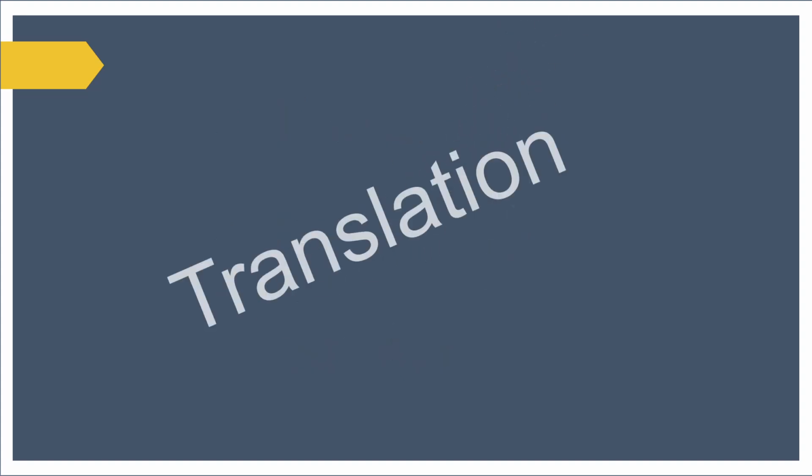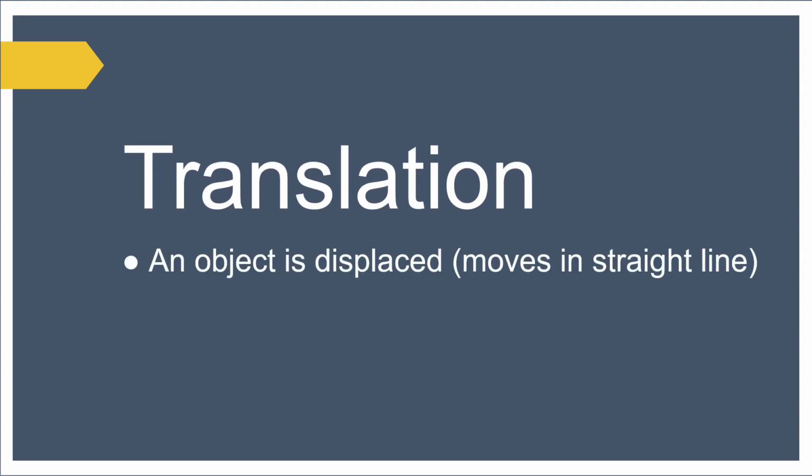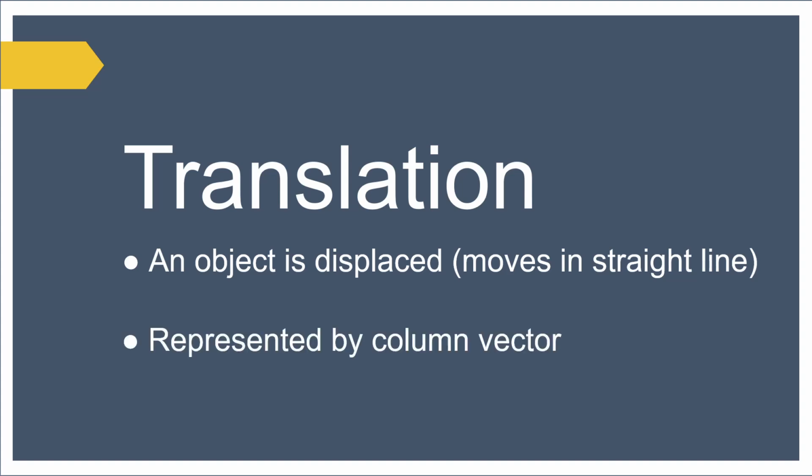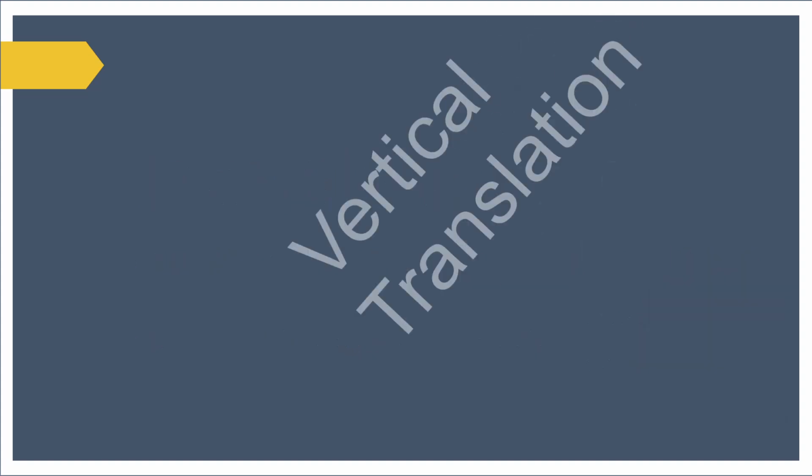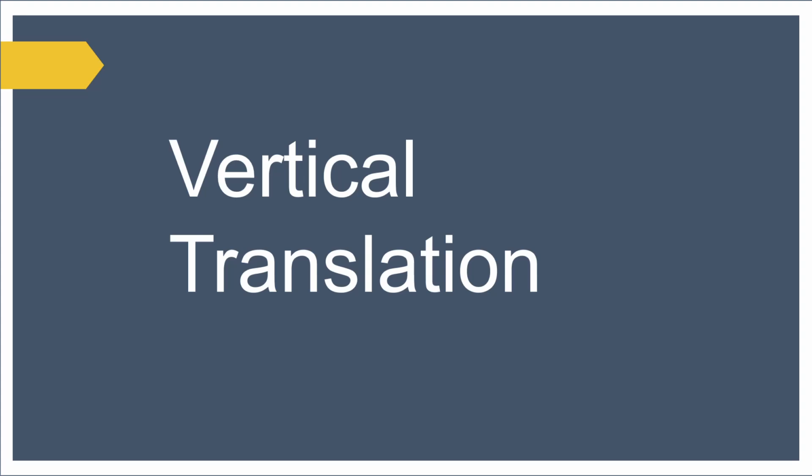Let's talk about translations. Now, a translation or a shift occurs when an object is displaced such that it moves in a straight line. Now, translations can be represented by a column vector (x, y), where x represents the horizontal displacement and y represents the vertical displacement. So let's talk about vertical translations.